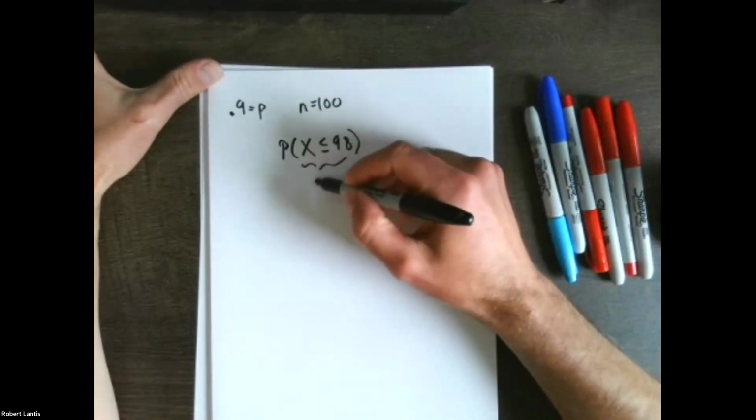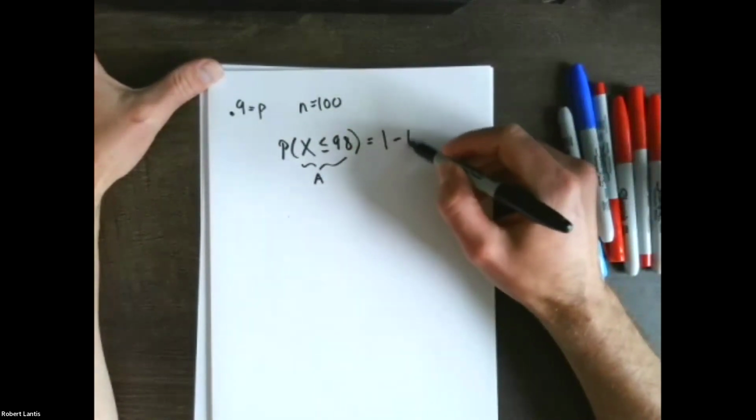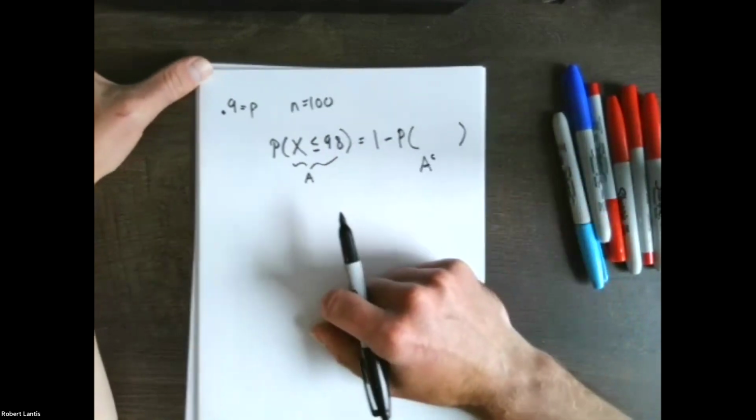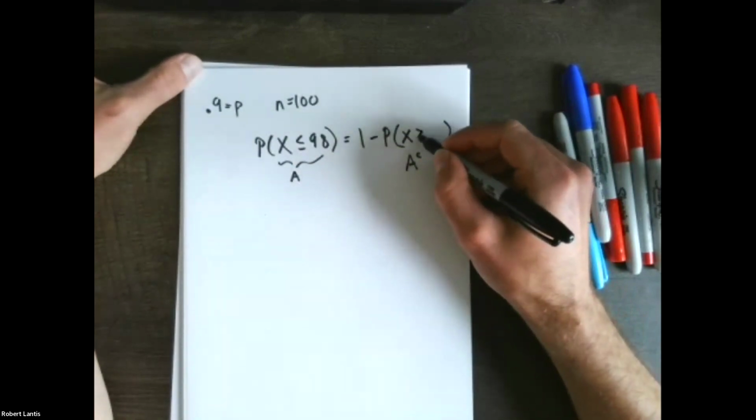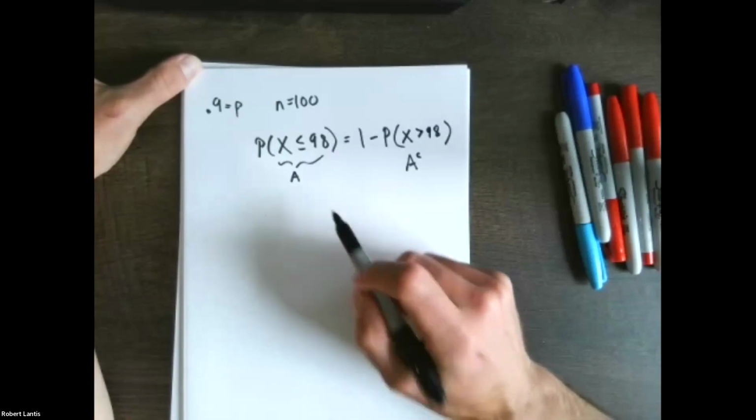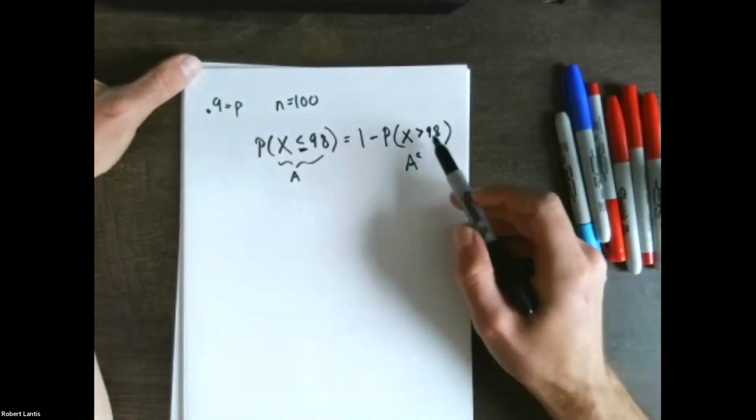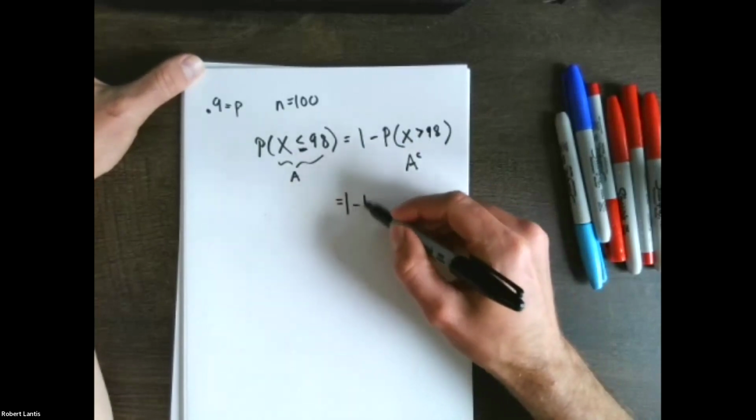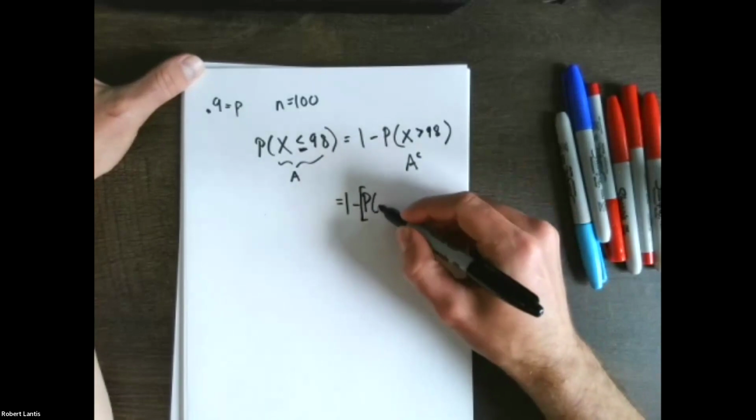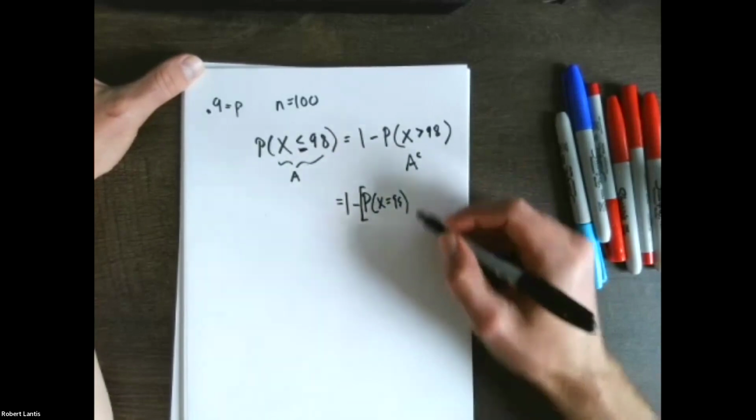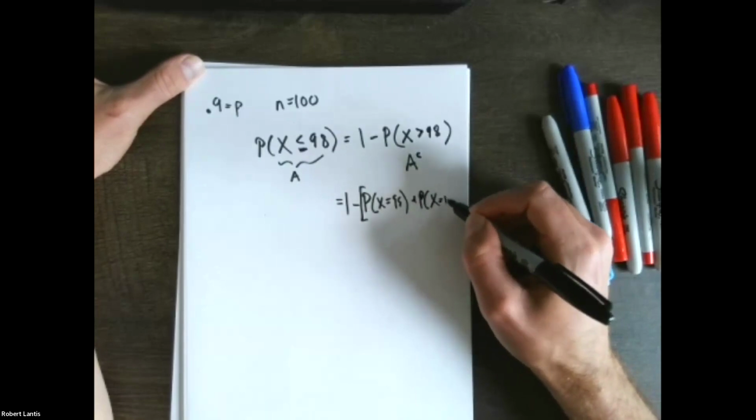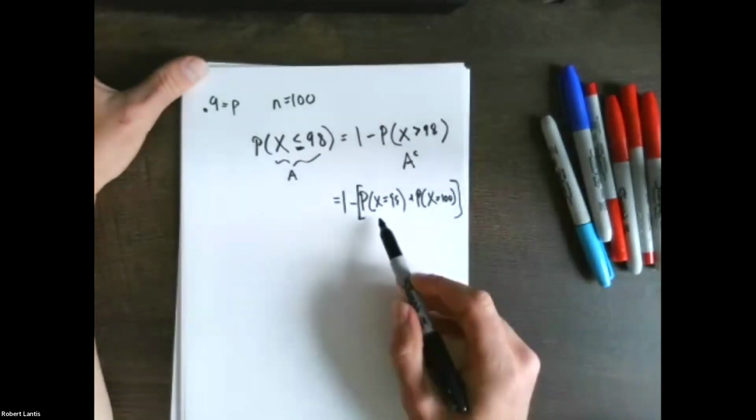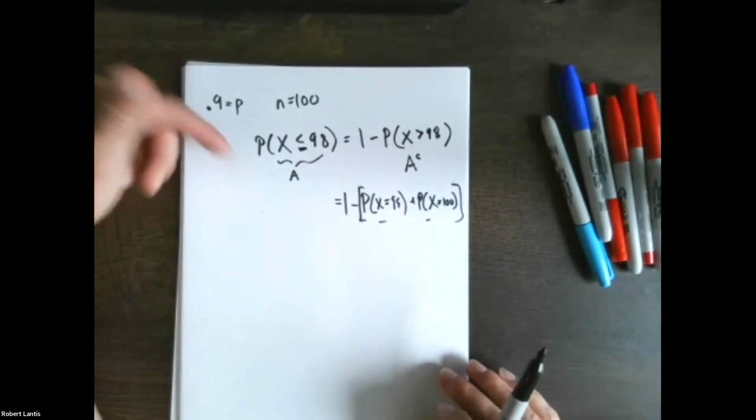But if I know that this is event A, I know I can always rewrite an event as 1 minus its complement. Well, what is the complement here? That would be being greater than 98. This is where I need to pay attention to my equalities. The complement would be strictly greater than 98, which means the only possible outcomes are x is equal to 99 plus the probability x is equal to 100, and that's the highest number I could possibly see. So here I only have to use that binomial equation twice. It's going to make my life a lot easier.